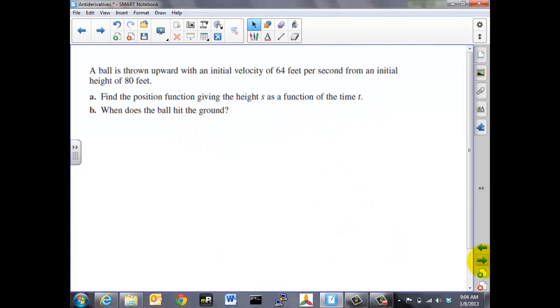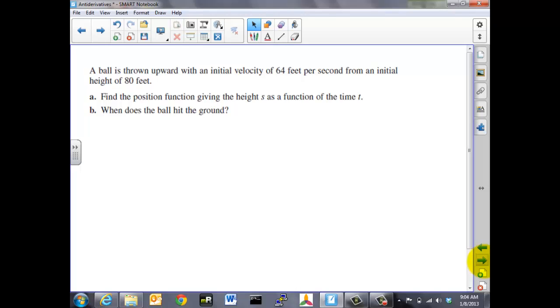Last problem, okay? And this is kind of a lead-in to what we're going to talk about tomorrow. A ball is thrown upward with an initial velocity of 64 feet per second from an initial height of 80 feet. Find the position function giving the height s as a function of the time t. When does the ball hit the ground? Okay, I'm going to focus on A part right now.